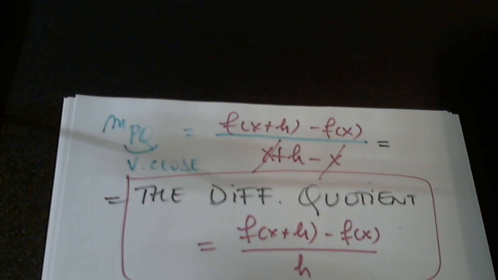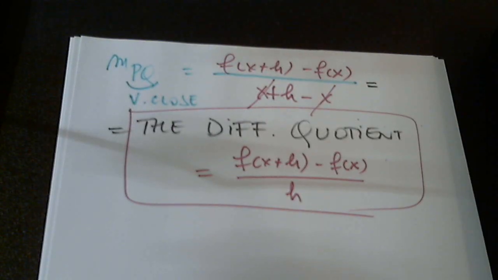That is where this is coming from, that you see it here. This is the difference quotient. This is the difference quotient for g. This is the difference quotient for f. It's the same formula. So now I would like us to calculate the difference quotient for a quadratic function.